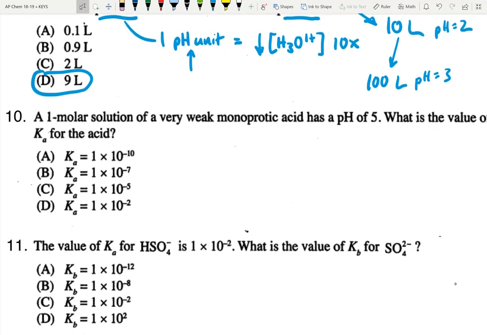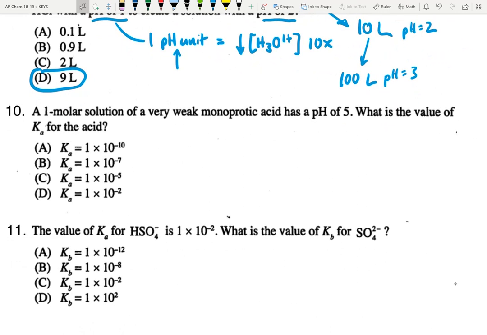For number 10, a 1 molar solution of a very weak monoprotic acid has a pH of 5. What's the value of Ka? It helps here to think about the expression. For a Ka expression, for any acid, remember our hydrogen in front of the acid. Generically, since we don't have a formula here, we'd have this as our equation for the acid's dissociation for a general weak acid. And the word monoprotic tells us it's a 1-to-1. So for our Ka expression, we'd have hydrogen ion times our conjugate base over our acid.